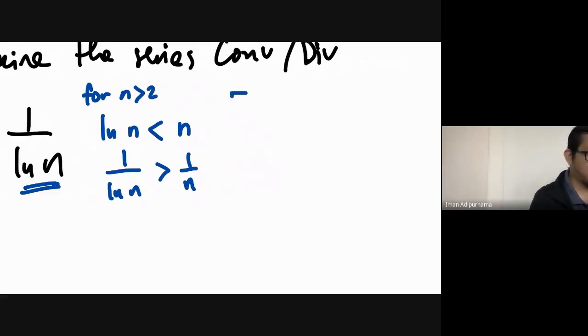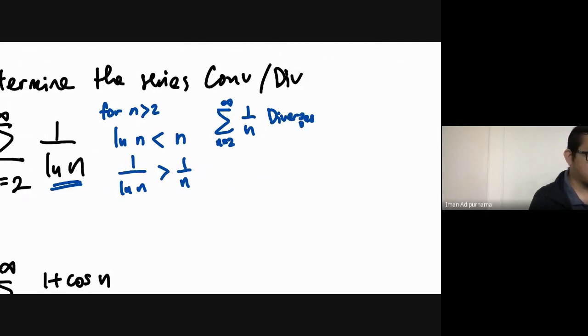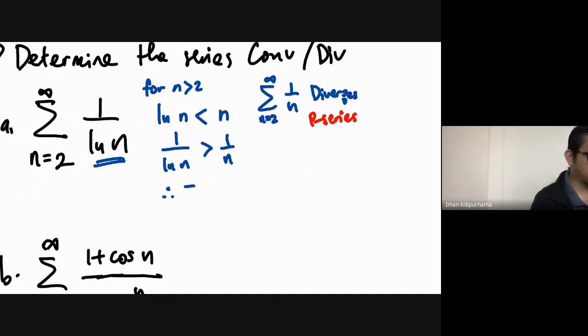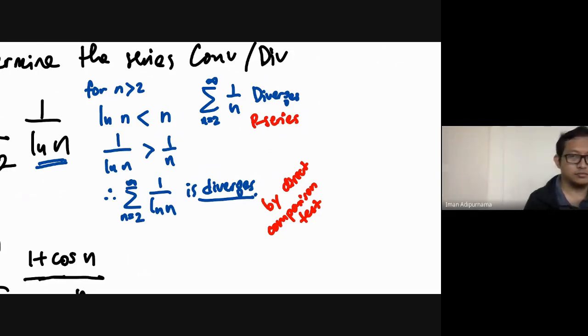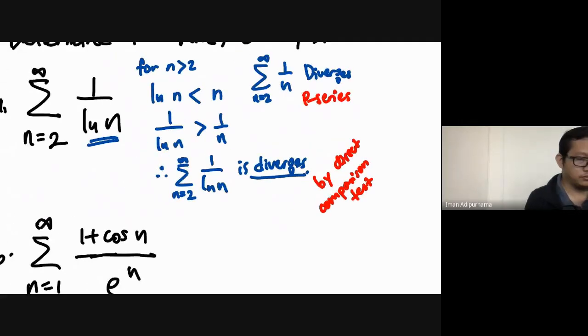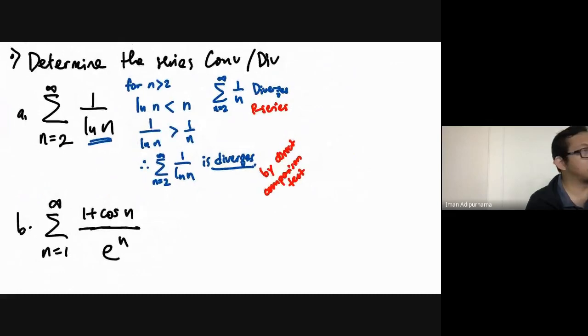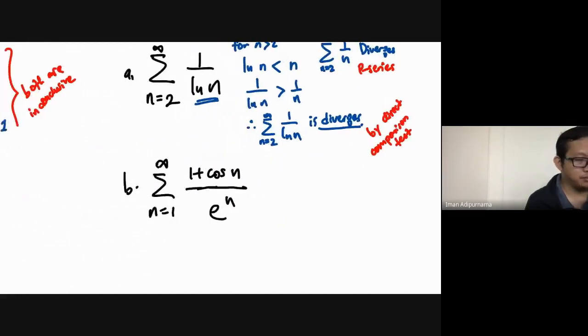And then, since this series diverges, this is the p-series, right? So, conclusion: it diverges by the direct comparison test, right? Okay, so you just need to compare that, and it's proven that it's divergent.